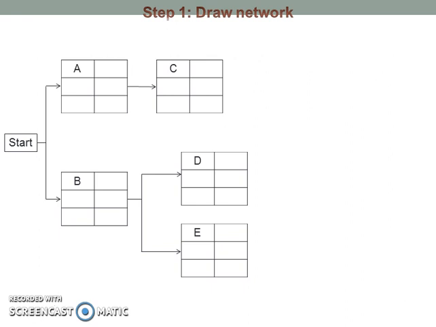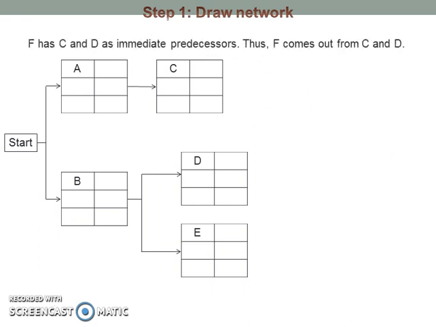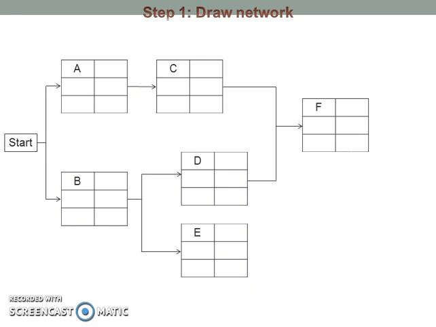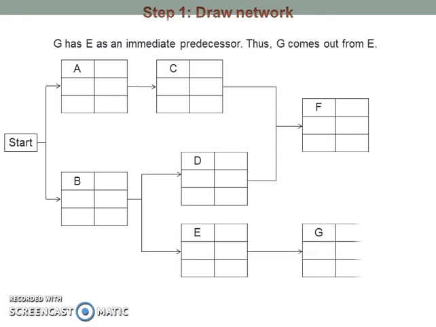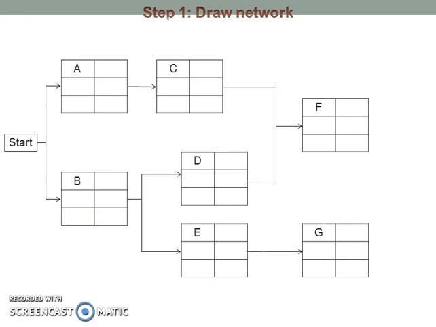Activity F has activity C and D as immediate predecessors, thus activity F comes out from both activity C and D. Last but not least, activity G has activity E as an immediate predecessor, thus activity G comes out from activity E. So that's how a network is drawn.